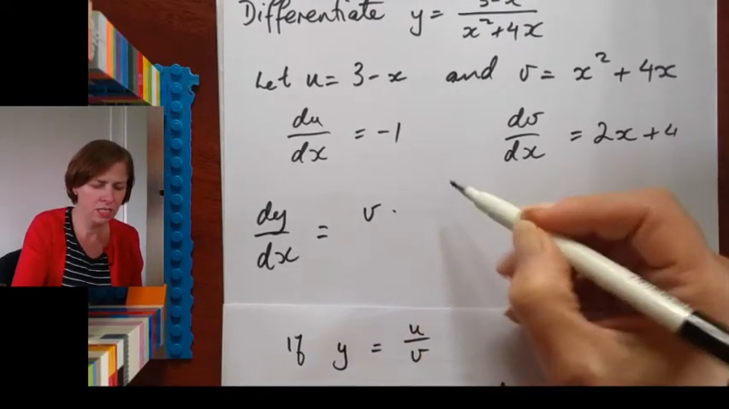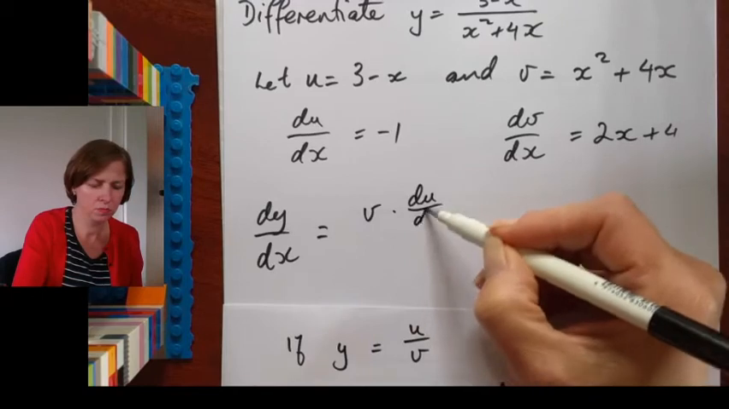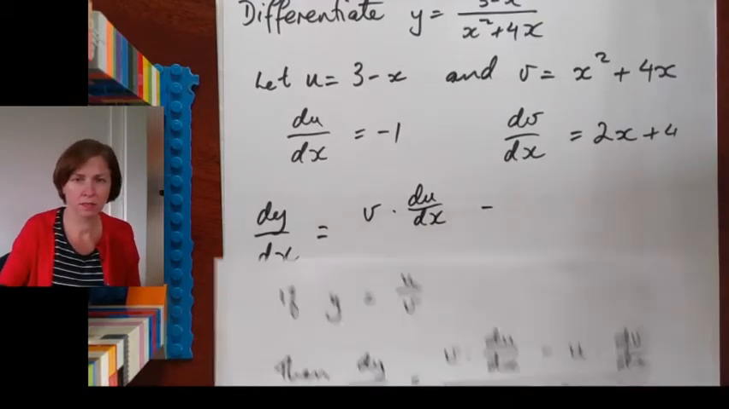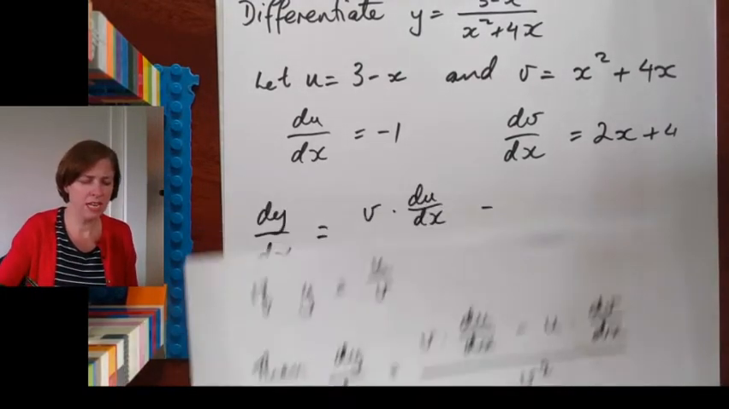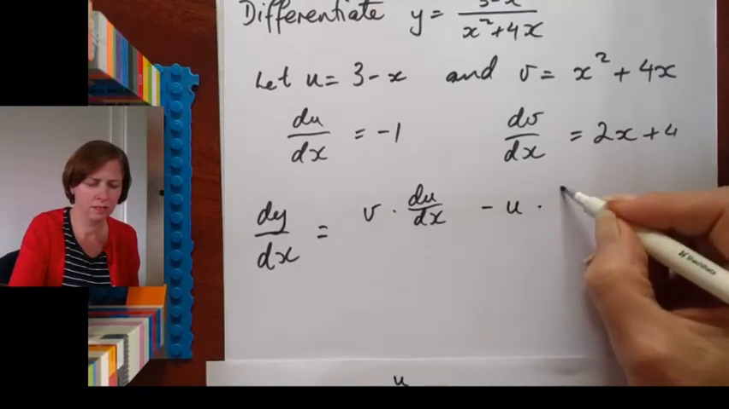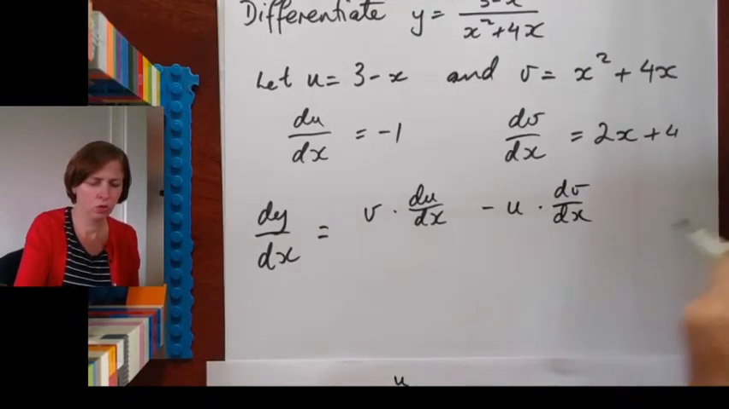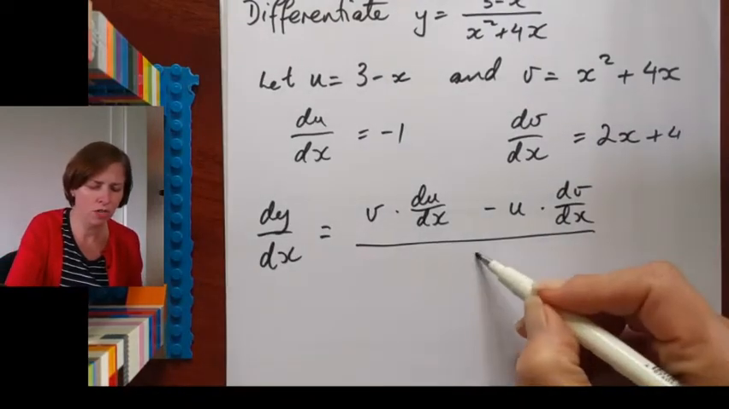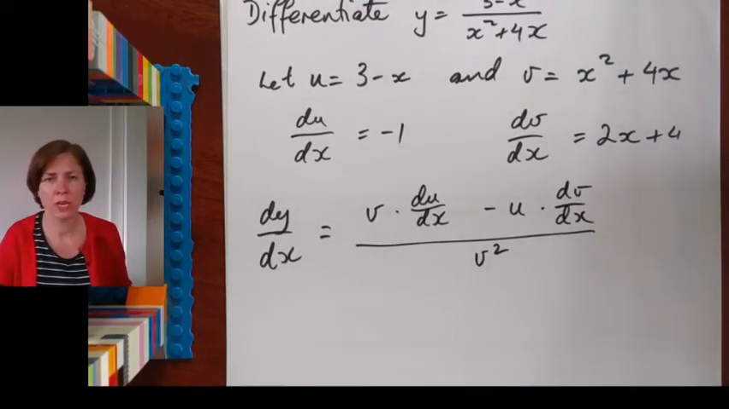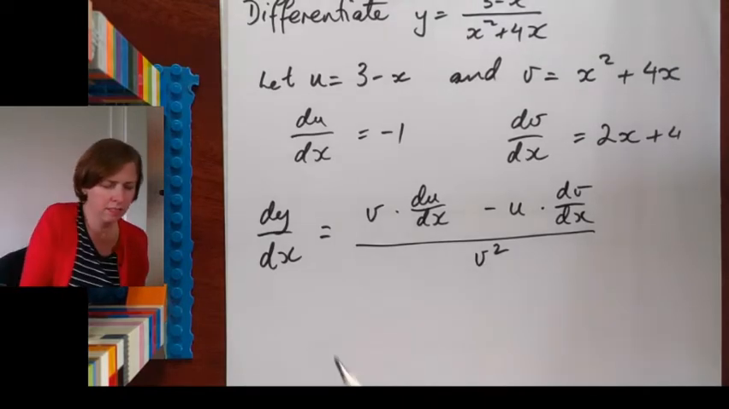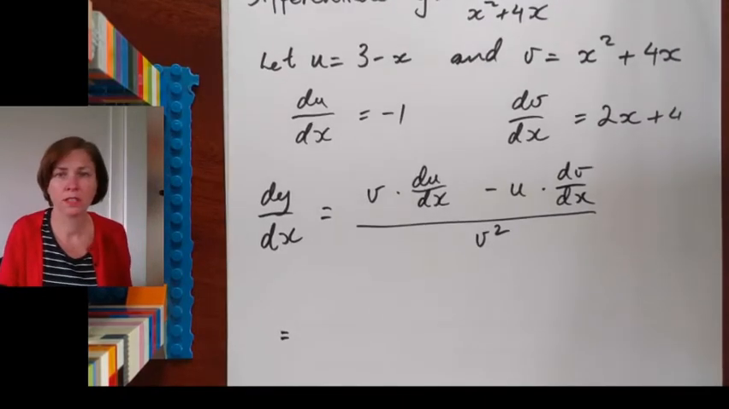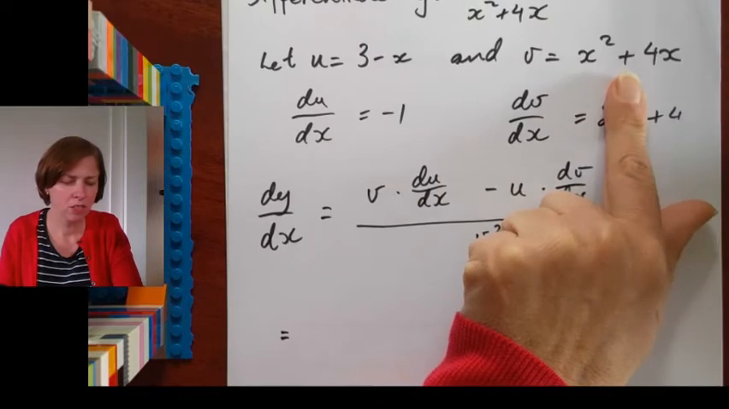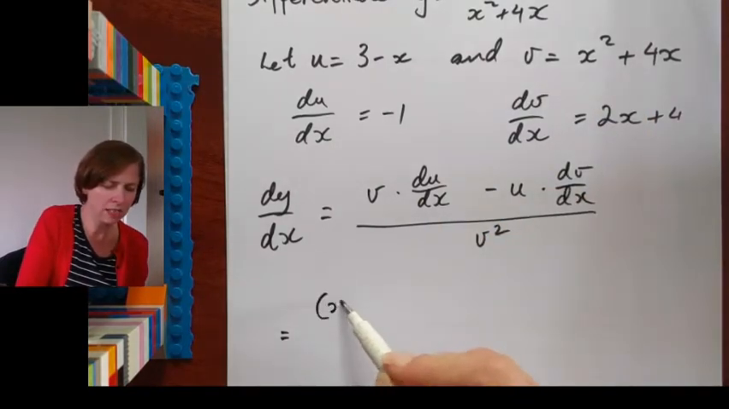v times du/dx minus u times dv/dx, all over v squared. I always go all over the original denominator squared. And now I substitute. Here's v. So I've got x squared plus 4x.